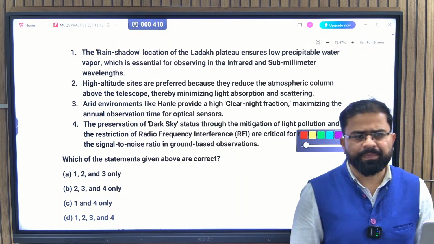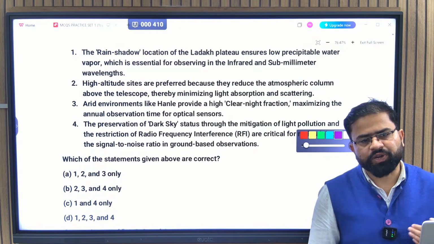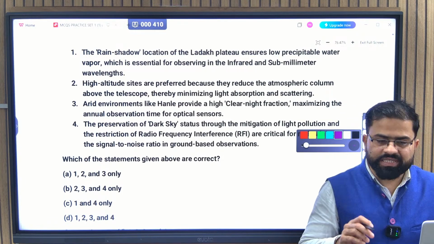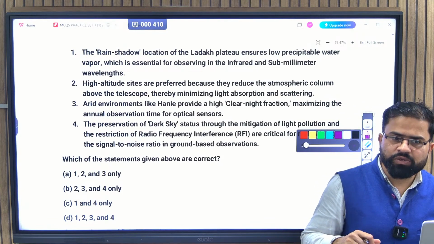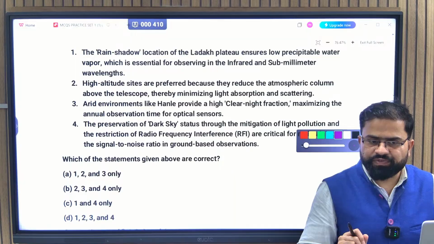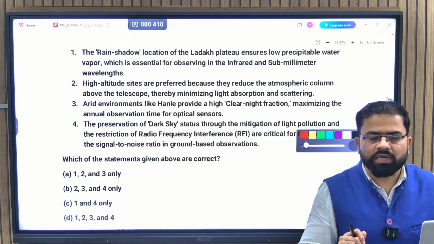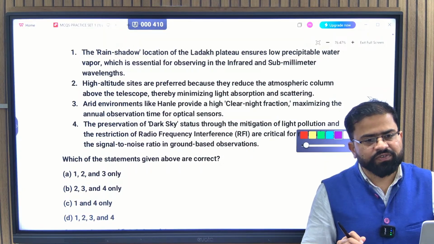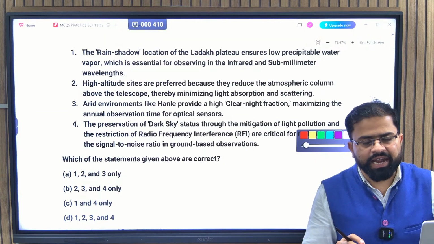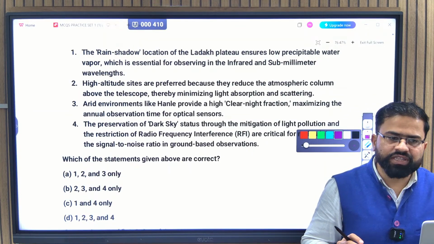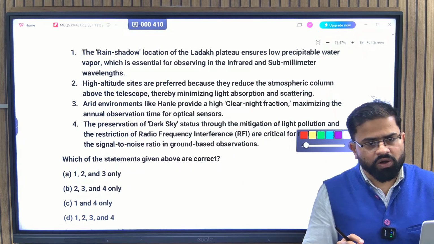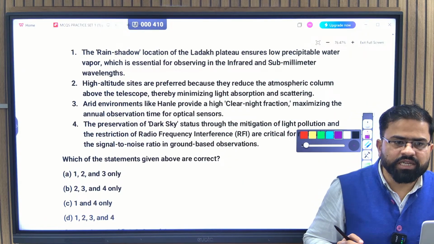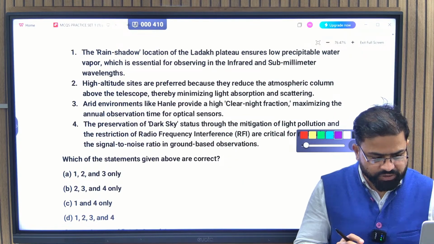When you talk about Ladakh, it is the best site for the development of ground-based telescopes. Why? First of all, we have discussed that water molecules are responsible for the absorption of infrared. Ladakh is a cold desert. We do not have water. Second, light pollution is very much less, so obviously the light interference problem won't be there. Hanle exists at around 4,300 meters above mean sea level. So considering all these facts, it is an ideal site for the development of ground-based astronomy.